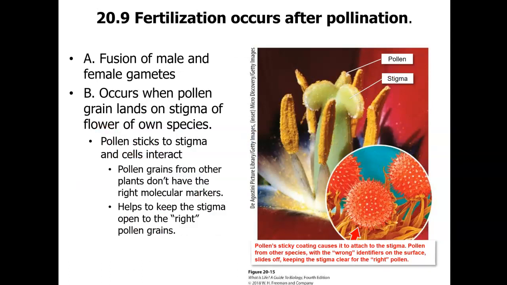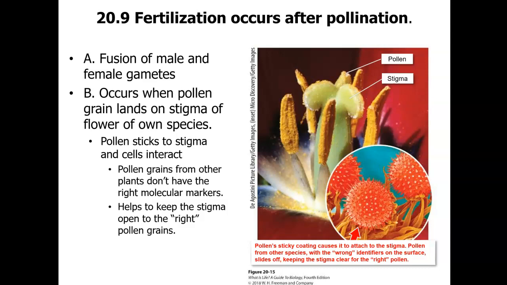Fertilization is going to occur after pollination, so that's going to be the fusion of male and female gametes. It occurs when pollen grains land on the stigma of the flower of its own species. Now, it doesn't have to be the same plant, but it does need to be the same species of plant. That pollen then is going to stick to the stigma, and cells are then going to interact. So you're going to have a biochemical interaction.